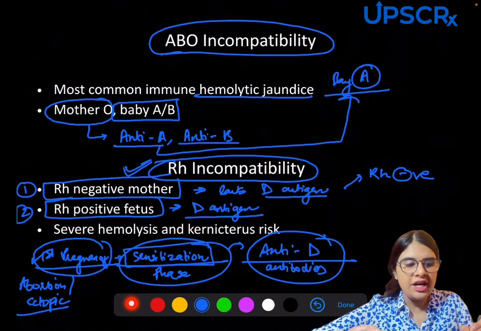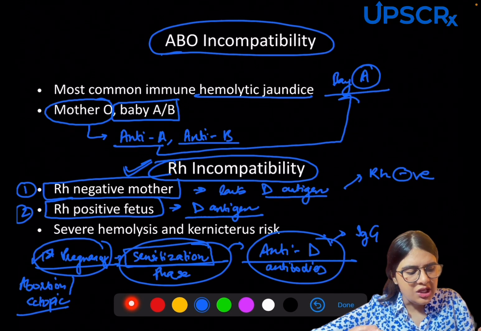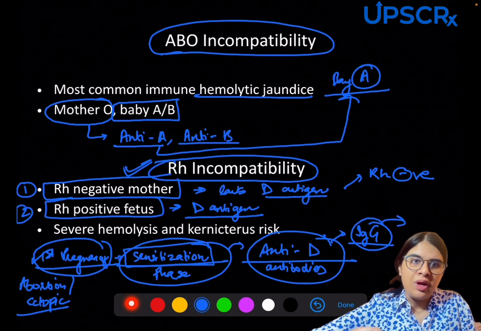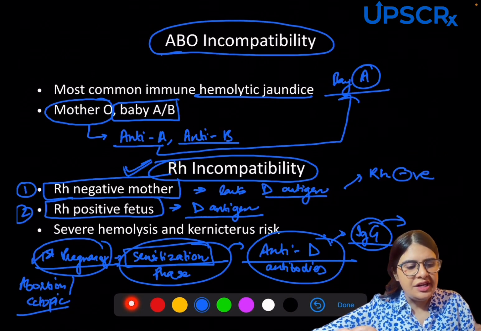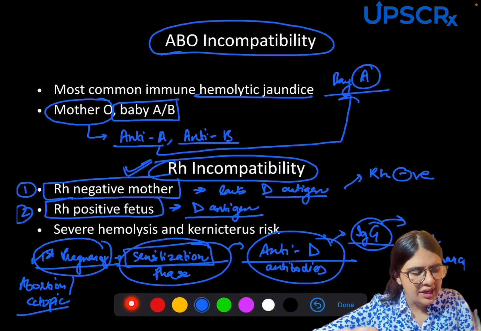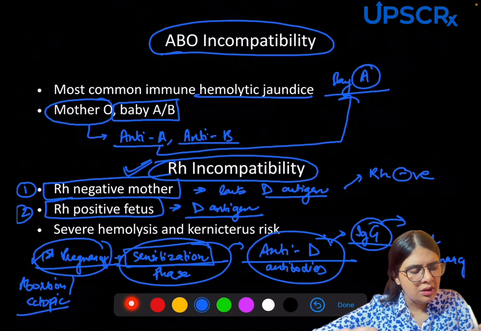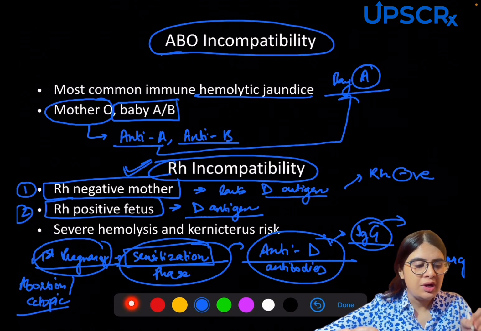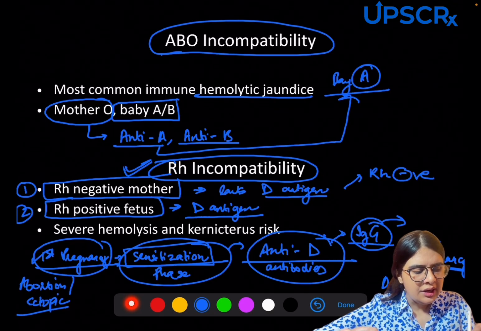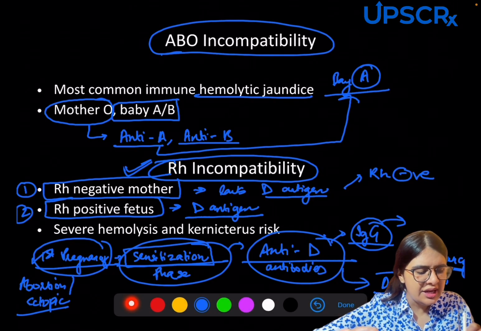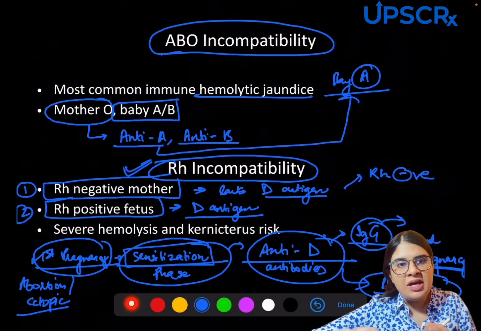Now these anti-D antibodies which are produced are of IgG type. If they are of IgG type, they can cross the barrier and they can attack the fetus. So now what happens is there is a second pregnancy. And in the second pregnancy, this baby is Rh positive. Mother is Rh negative, baby is Rh positive. This baby is having D antigen. Mother has anti-D antibodies which will attack the D antigen of the fetus, and there will be hemolysis.